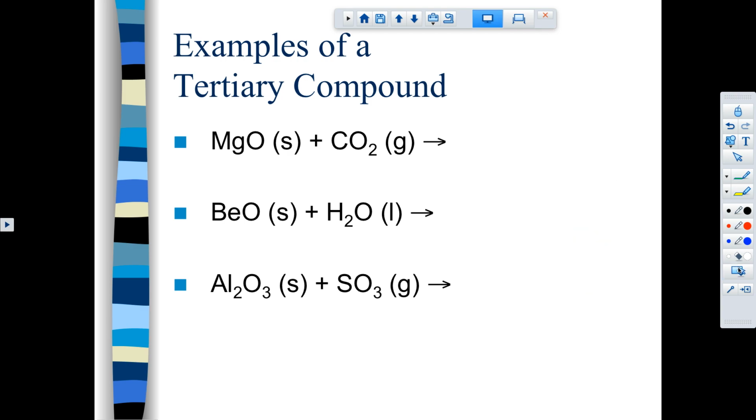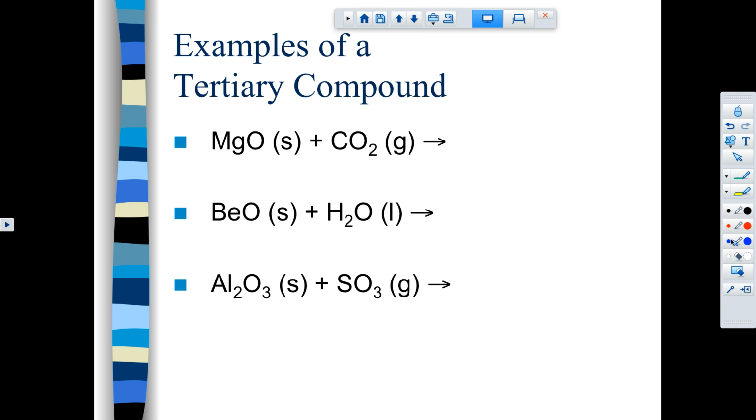Okay, so go ahead and try these three. Again, pause the video, try these three, and see what you come up with for an answer. Also, make sure you balance the equation too. Okay, so hopefully you did these. Check with a neighbor to see what they came up with, but let's go through this to finish this off.